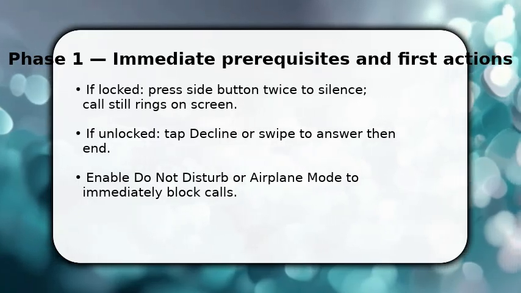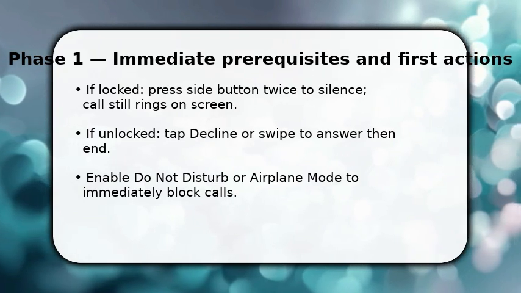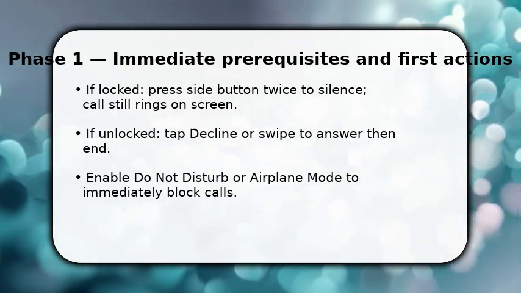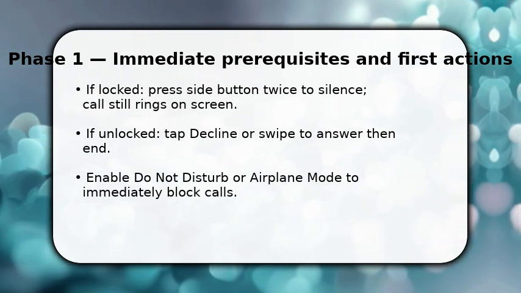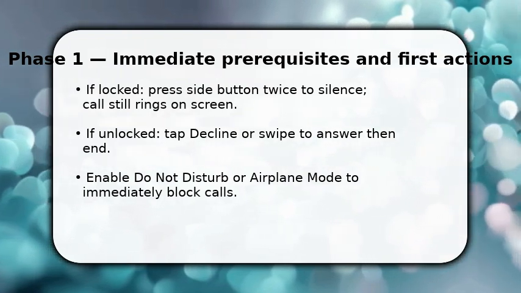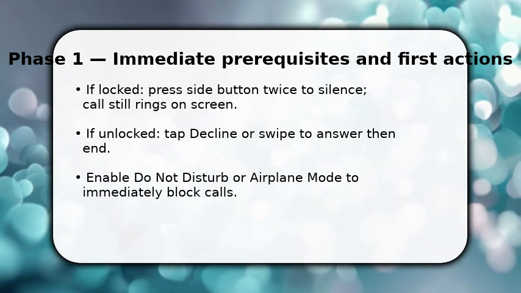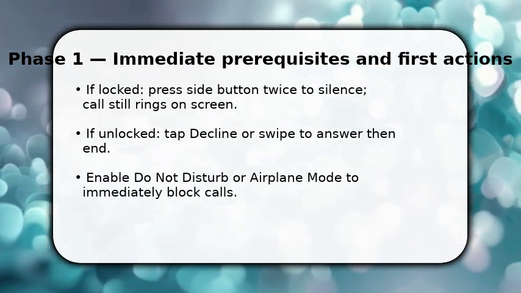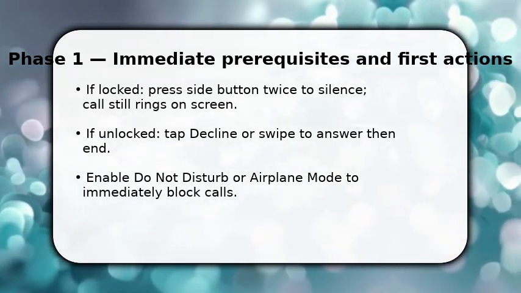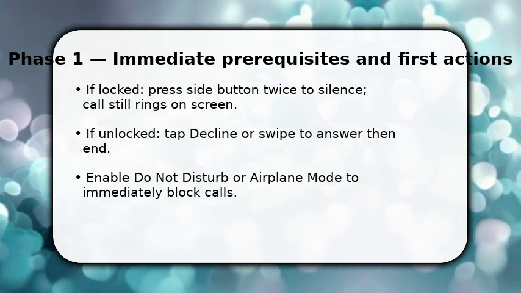You're getting an incoming call and need to cancel it now. If your iPhone is locked, press the side button twice to silence the ringtone. This prevents noise but doesn't end the call. Once done, unlock to see decline. Tap decline to reject. If unlocked, hit decline or swipe to answer and then tap end to stop.